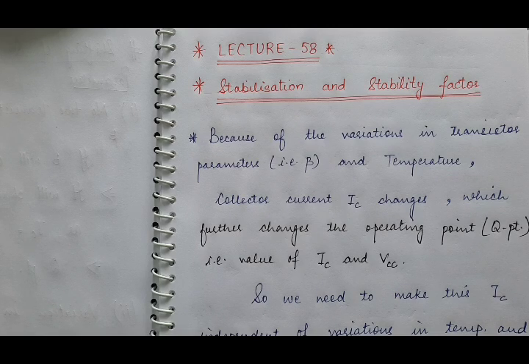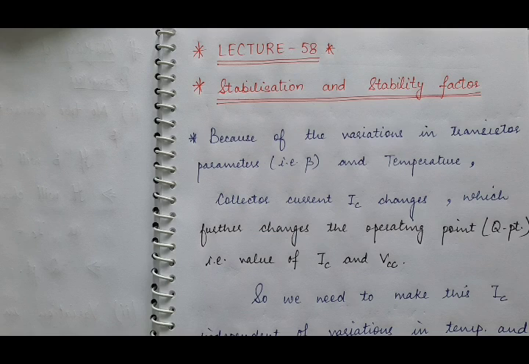Because of the rise in temperature of the transistor, there is an increase in the collector current, and because of that cumulative effect a loop begins, because of which the transistor burns out, and that is known as thermal runaway. Now we will discuss stabilization and stability factor.